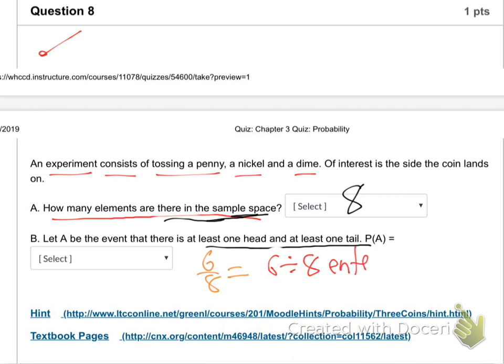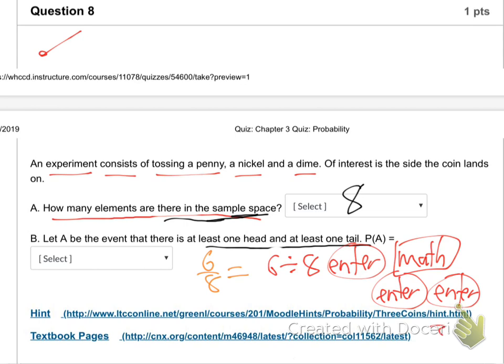Hit enter, and then remember how to reduce fractions on your calculator? Math, enter. And when you do math, enter, it'll tell you, and you probably already knew, 3/4, huh? 6/8 just reduces to 3/4. This one should be 3/4 is what my answer key shows there on it. Is that good? Are we happy?